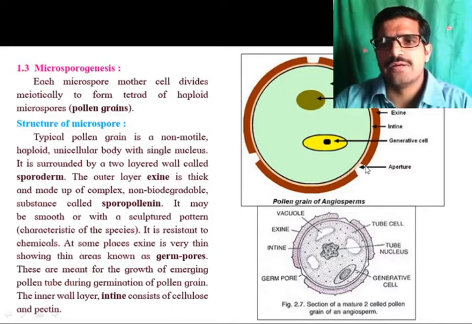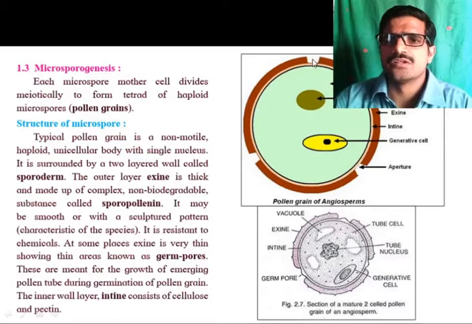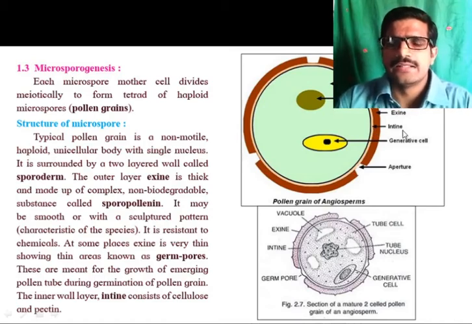In case of dicot plant, this pollen grain is triporate because there are 3 germ pores present. In case of monocot it is uniporate, that is a single germ pore is present. Inner to the exine this intine is present. This intine is smooth in nature, and the chemical composition of this intine is cellulose and pectin. It is made up of cellulose and pectin.